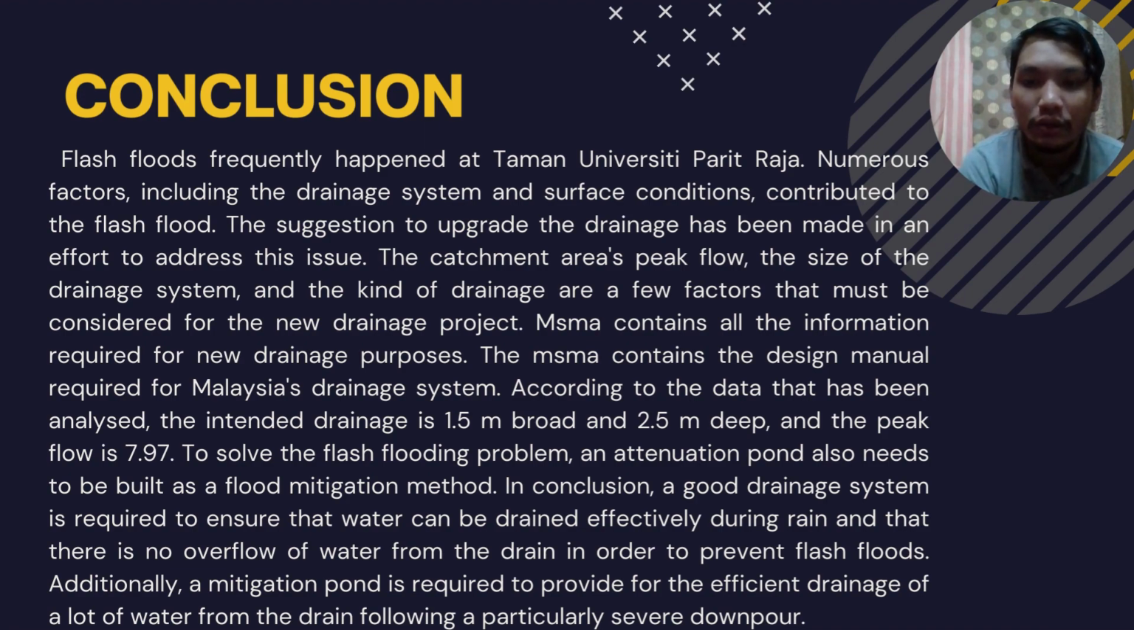In conclusion, a good drainage system is required to ensure that water can be drained effectively during rain and that there is no overflow of water from the drain in order to prevent flash floods. Additionally, a mitigation pond is required to provide efficient drainage of a lot of water from the drainage following a particular severe downpour.